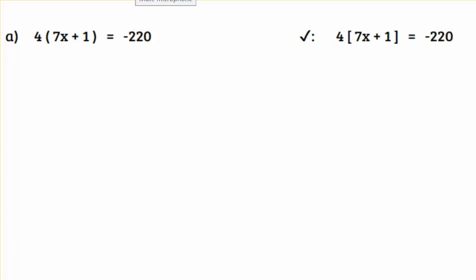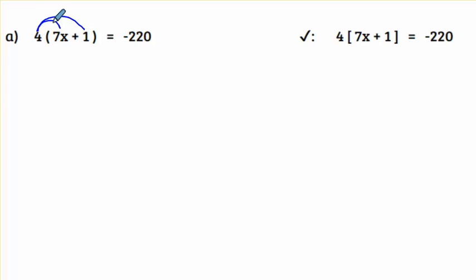Okay, we got into some multi-step equations here. So for A, we'd like to follow the order of operations and do something here in the parentheses, but we can't. We can't combine 7x with a 1 because they're not like terms. So we thank our lucky stars that we have the distributive property, because otherwise we wouldn't be able to do anything with this equation. The distributive property says that you multiply that outside term by everything inside the parentheses.